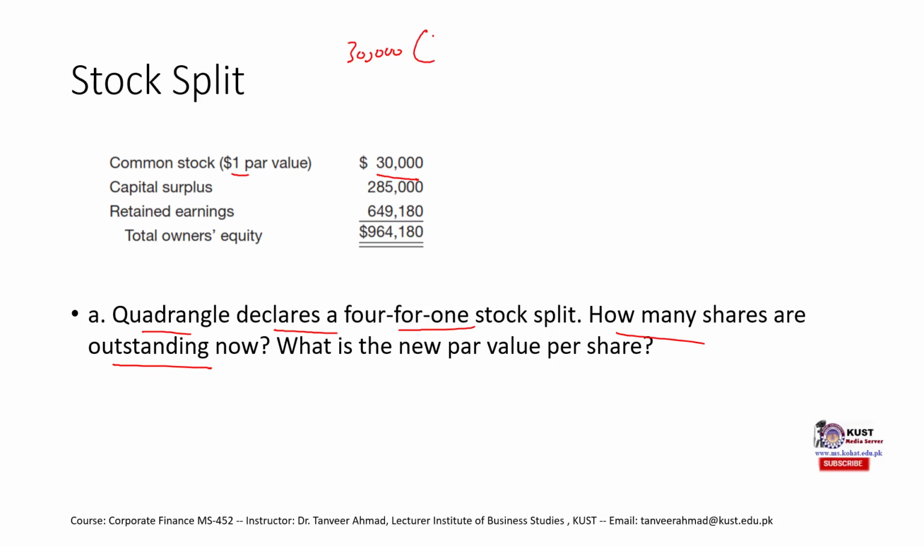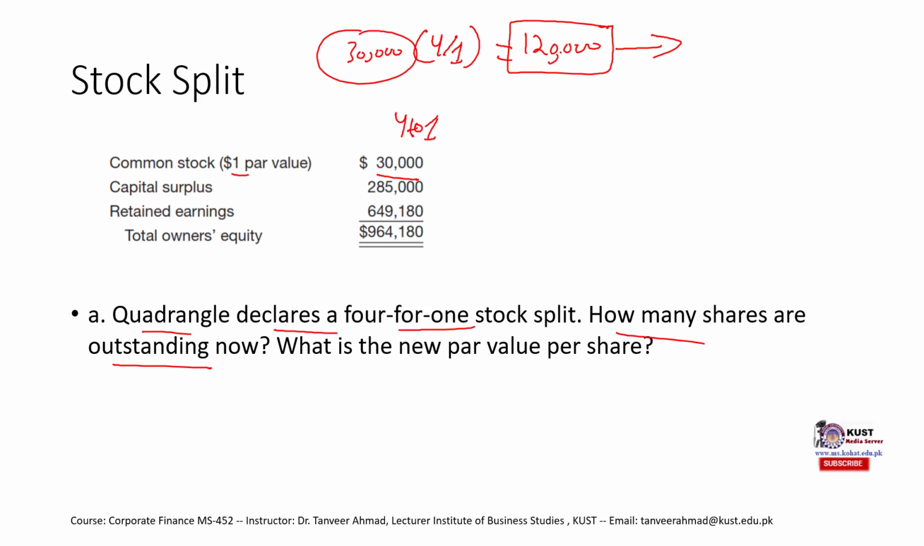For each new share, the shareholder would get $1. So this is the ratio, 4-to-1. So we multiply this ratio by 30,000 and we get 120,000. So the total shares, this isn't asking about new shares, this is asking about how many shares are now outstanding. So now instead of 30,000, total shares outstanding are 120,000.